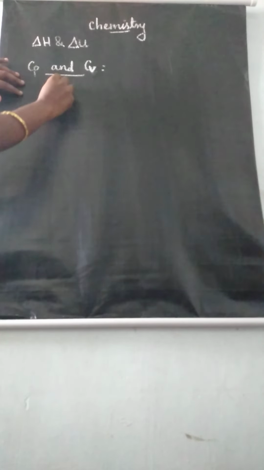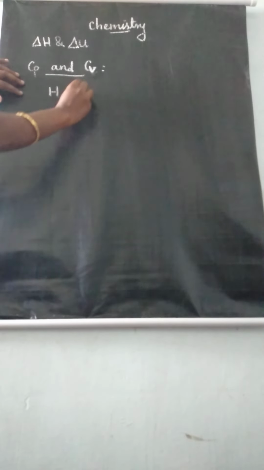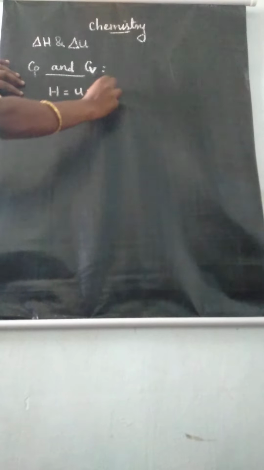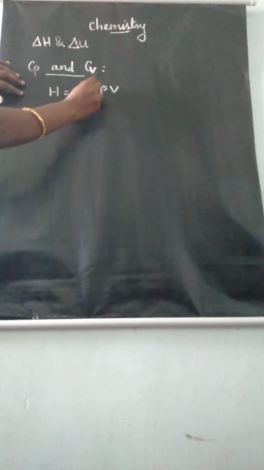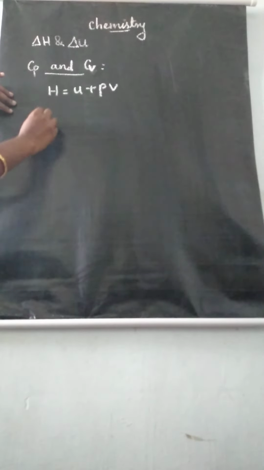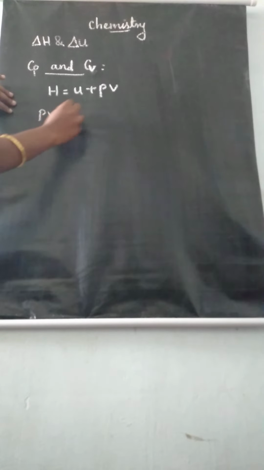You know the formula for enthalpy. The definition of enthalpy: H is equal to U plus PV. And the ideal gas equation, you know, for an ideal gas, PV is equal to nRT.